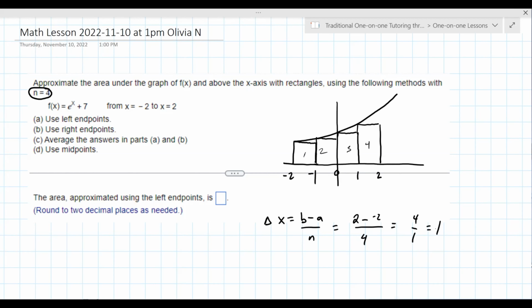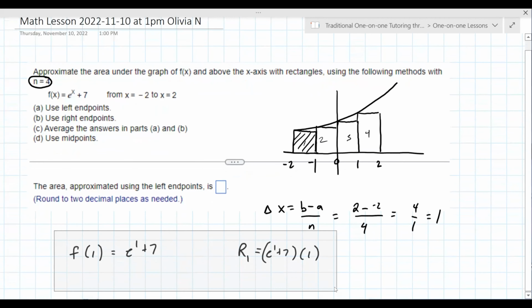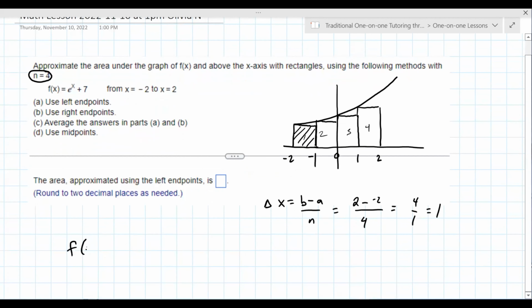So then, in terms of the height of the rectangle, it comes from evaluating the function. So the area of that first rectangle there is f of 1, which is e to the 1 plus 7, times the width. Oh, I'm sorry, that's not correct. It's negative. We're doing it at -2. So it's e to the -2 plus 7.